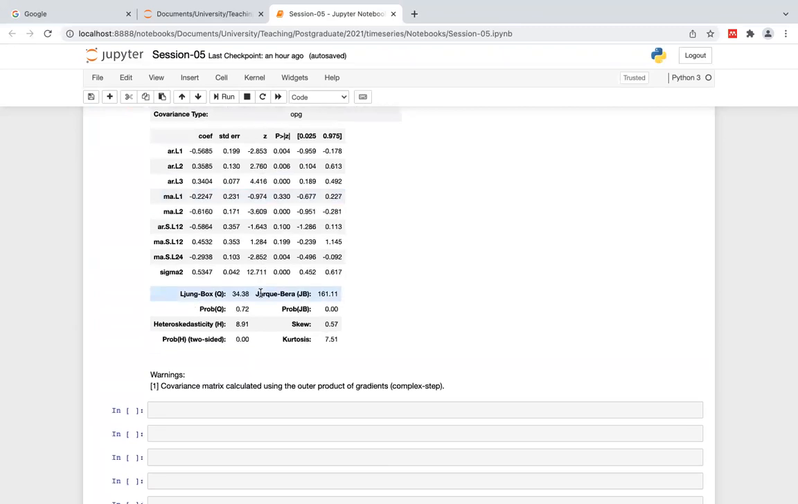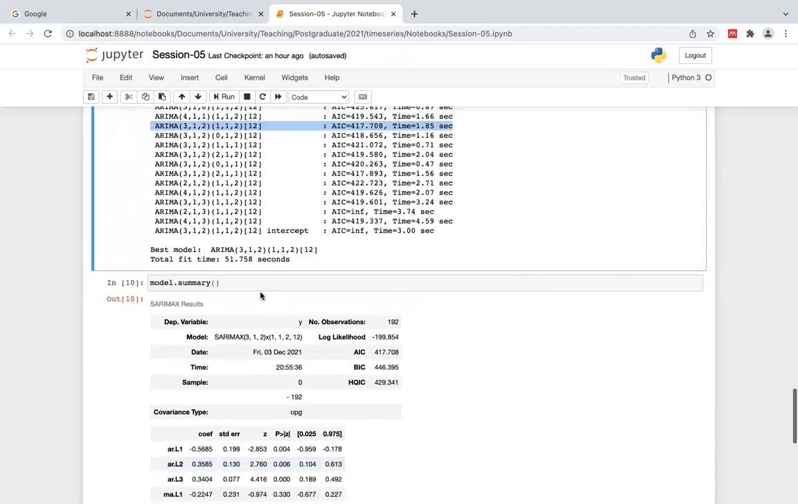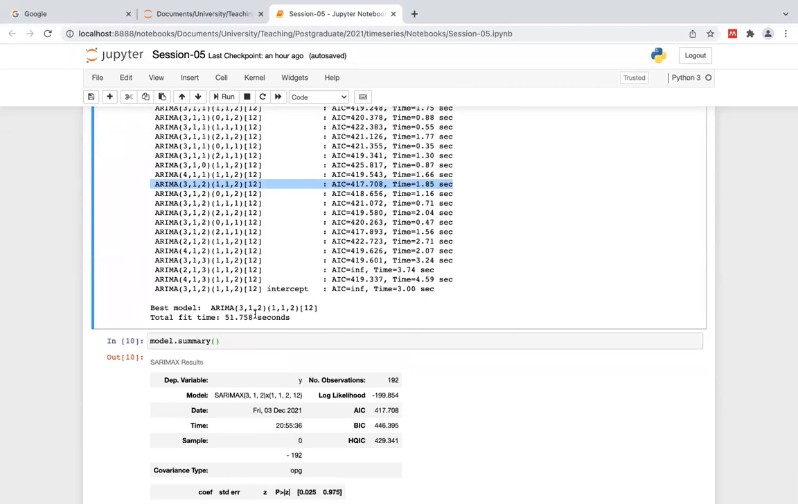Then we have the model. Previously, what we did was run the ACF graph and the PACF graph, then identify the P value and Q value, then substitute them into the model and so on. But in here, the best model with the parameters is returned like this. Then we have this model.